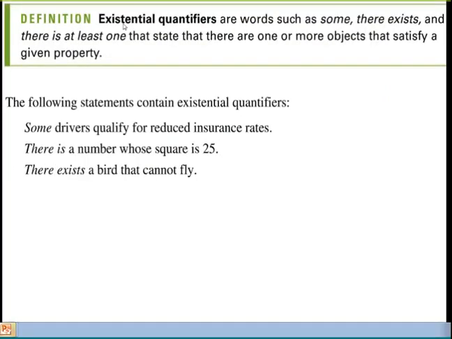Here we go. Existential quantifiers are words such as some, there exists, and there is at least one. They state that there are one or more objects that satisfy a given property. Some drivers qualify for a reduced insurance rate. There is a number whose square is 25. There exists a bird that cannot fly. So we're saying that there's one or more that fit that description.